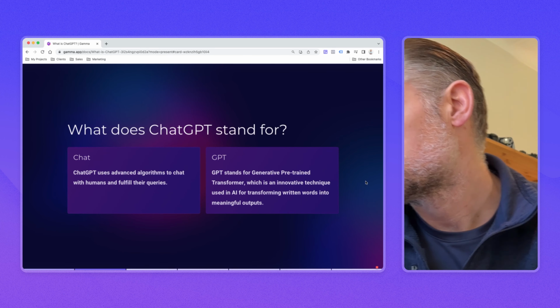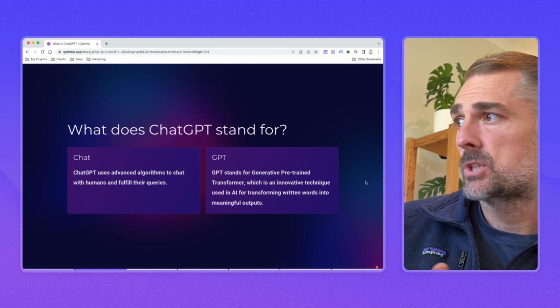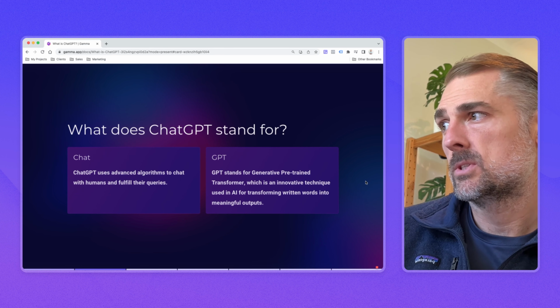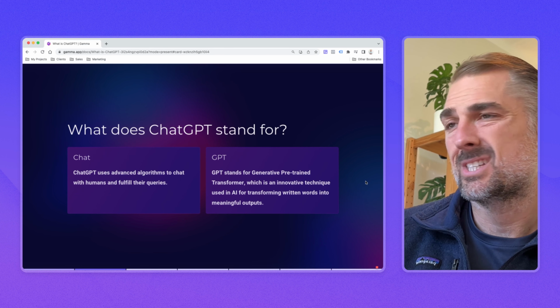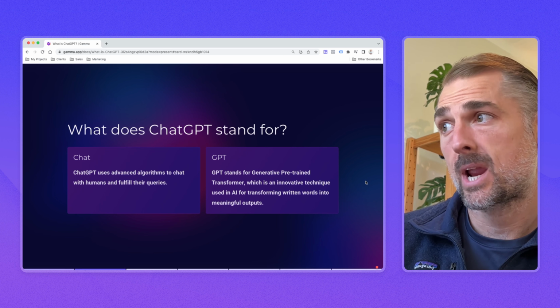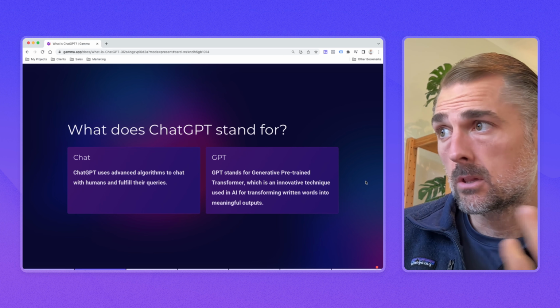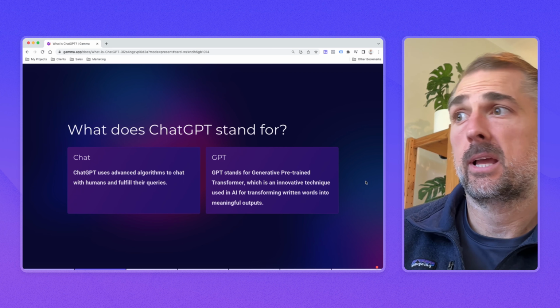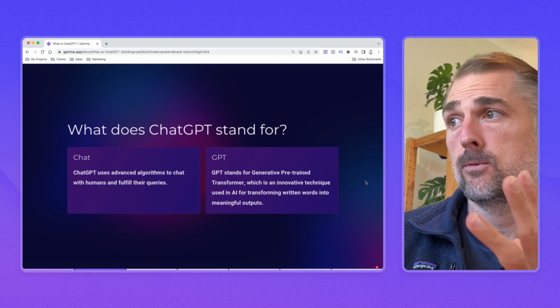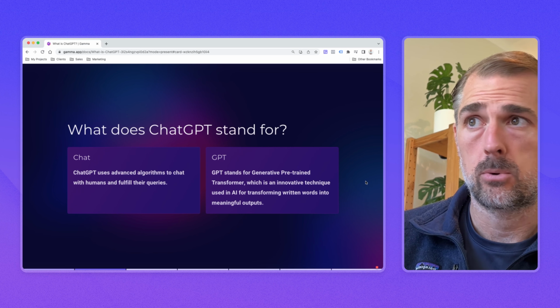So what does it stand for? Well, ChatGPT uses advanced algorithms to chat with humans and fulfill their queries, which is the chat part, and then the GPT part, which is Generative Pre-trained Transformer, which is a long-winded way of explaining a piece of innovative technology that uses AI for transforming written words into meaningful outputs.